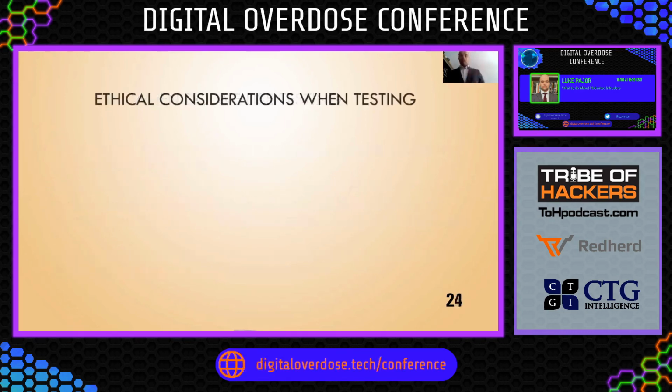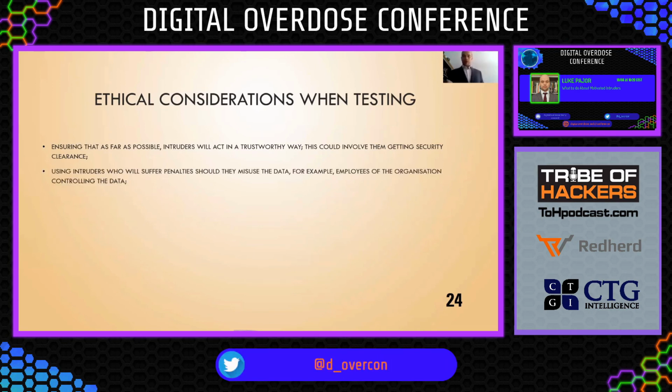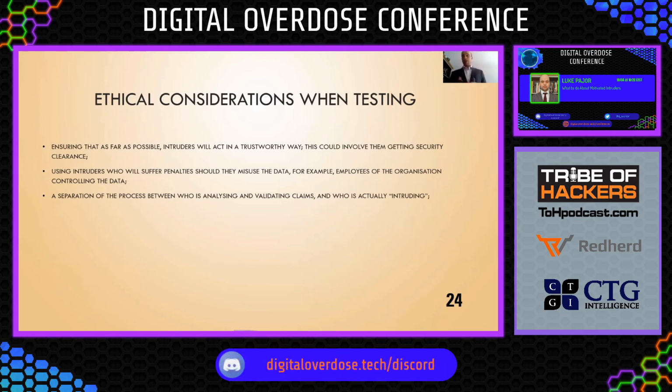Of course, there are also ethical considerations to account for when testing. Some of these include ensuring that, as far as possible, intruders will act in a trustworthy way, meaning they need security clearance to carry the tests out and can be counted on. Also, ensuring that intruders are aware that should they release the data or use it in any shape or form, there will be penalties involved, whether that be hefty fines, lawsuits, or a plethora of other punishments. Also, a separation of process between who is analyzing and validating claims and who is actually intruding.